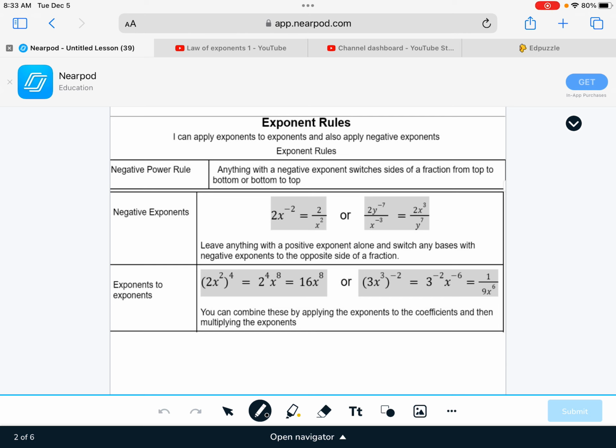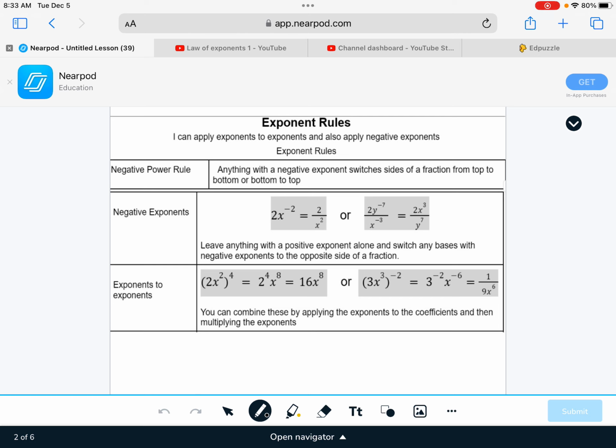So when it comes to more of these exponent rules, what we're looking at is going to be these negative exponents, and this is by far the most commonly weird thing that you're going to see when it comes to exponents, just because it is a rule that is easy to overlook. Whenever you have an exponent that is negative, you're going to pretend that what you're working on is a fraction, and you're going to switch sides of the fraction from bottom to top or top to bottom for any of the bases that have a negative exponent.